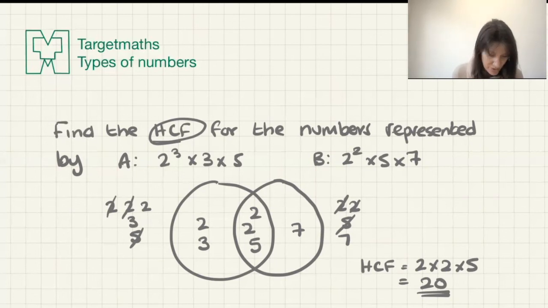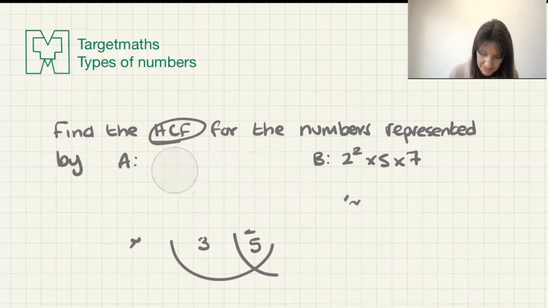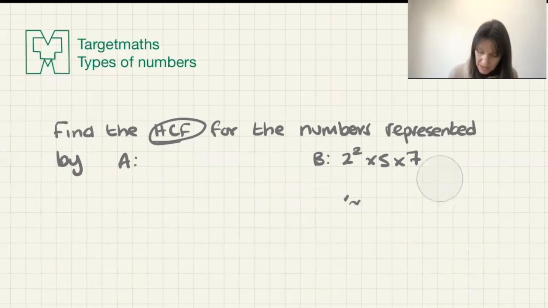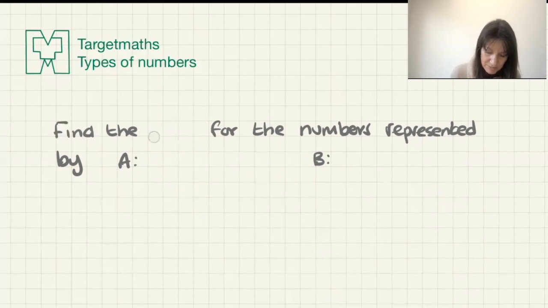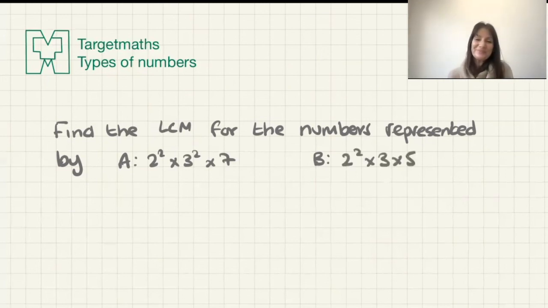So I'm going to rub this out, rub that bit out, just to save me writing the whole sentence out again. And we'll change it to lowest common multiple this time. So let's do lowest common multiple for 2 to the 2 times 3 to the 2 times 7 and 2 to the 2 times 3 times 5. Hit play when you're ready.